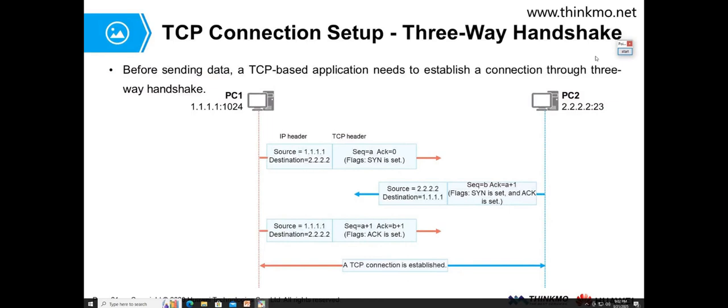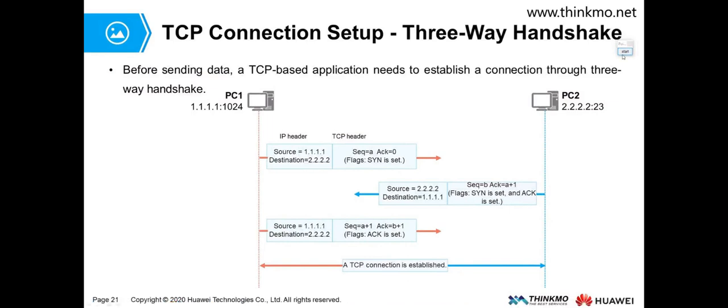Hello everyone, today we are going to talk about the TCP three-way handshake. We previously mentioned that TCP is a reliable transmission protocol. So how does it ensure reliable transmission? It does so by establishing a connection before transmitting data. Now, how is this connection established? It is done through the TCP three-way handshake.